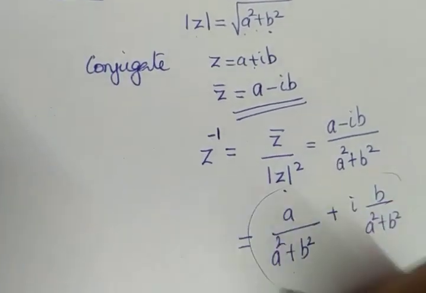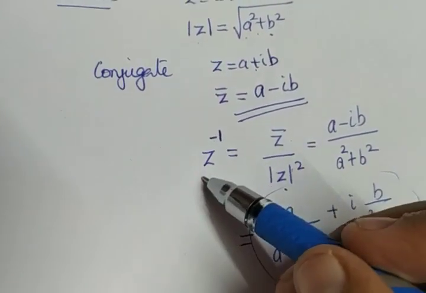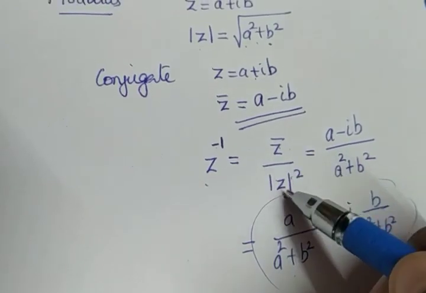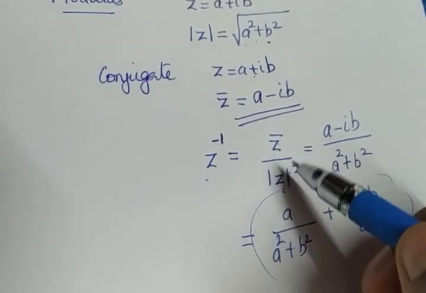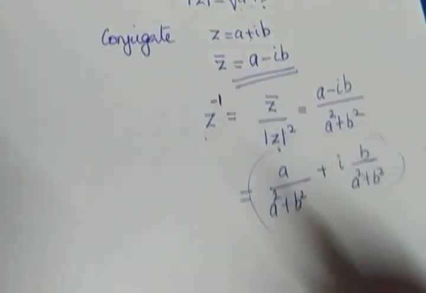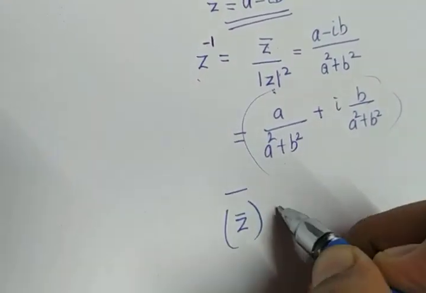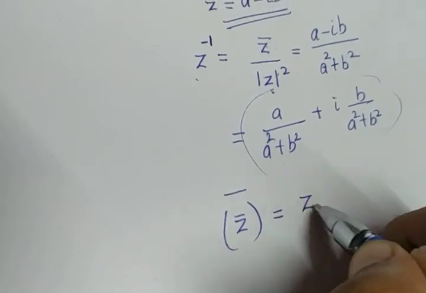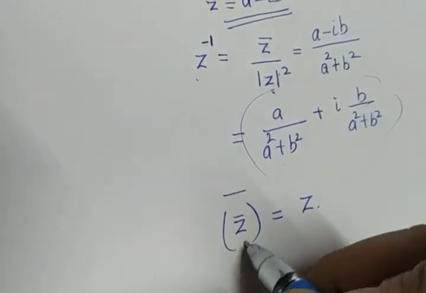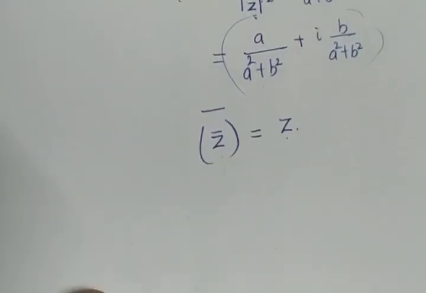Instead of studying this much, learn by heart the formula: inverse of Z is equal to Z bar by mod Z square, conjugate of Z by modulus of Z square. Again, if I take the conjugate of a complex number twice, that means Z bar the whole bar will be equal to Z. That is one of the properties. Z bar the whole bar is equal to Z.